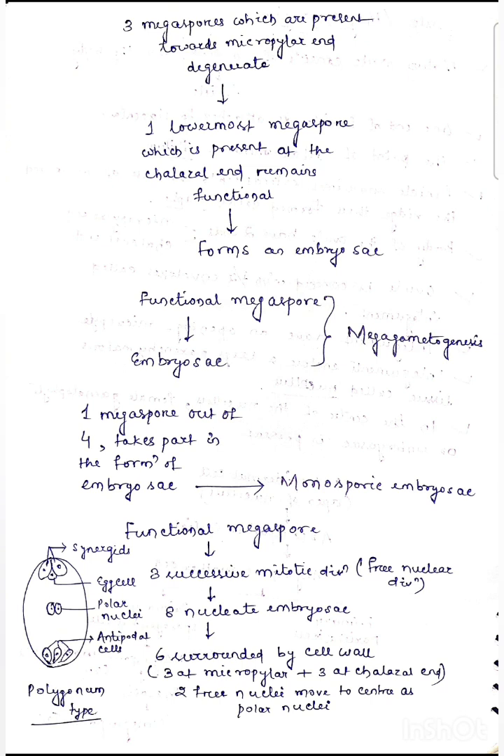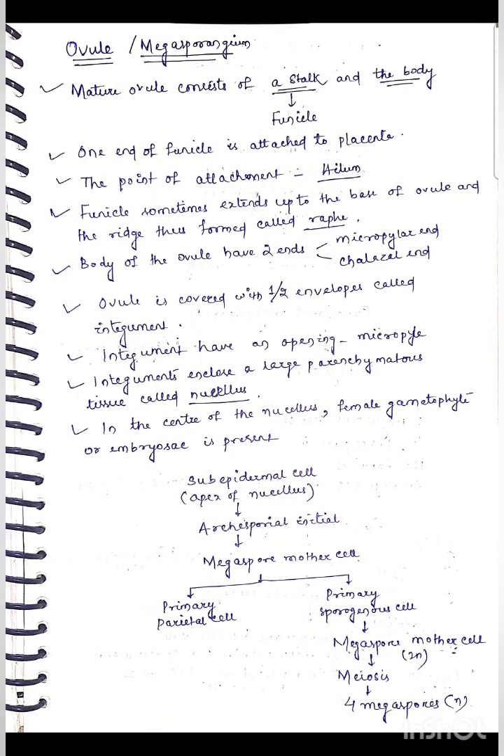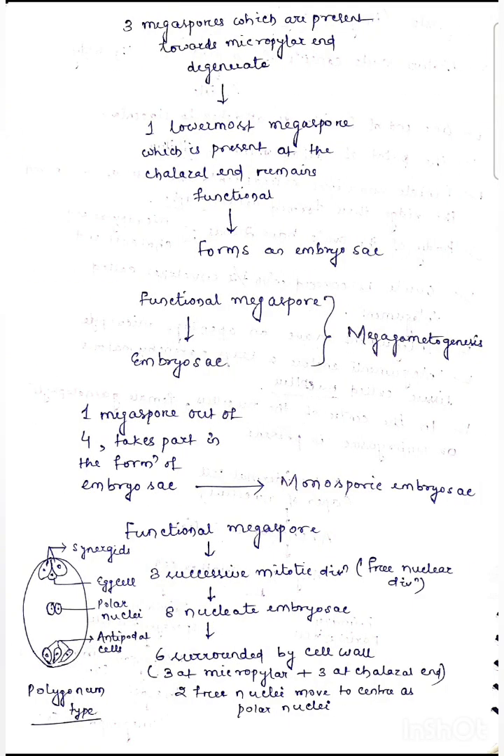The functional megaspore always forms the embryo sac. In the above process that I have discussed, a subepidermal cell acts as archesporal initial. Then it divides to form megaspore mother cell. Then megaspore mother cell divides to form primary parietal cell and primary sporogenous cell. And 3 of the megaspores degenerate. One acts as functional megaspore. It forms the embryo sac. So the process till the formation of a megaspore is called megasporogenesis.